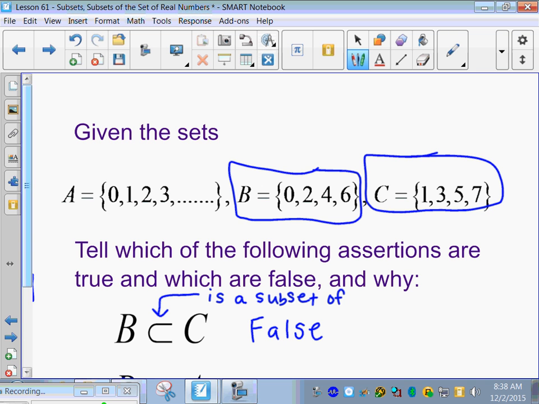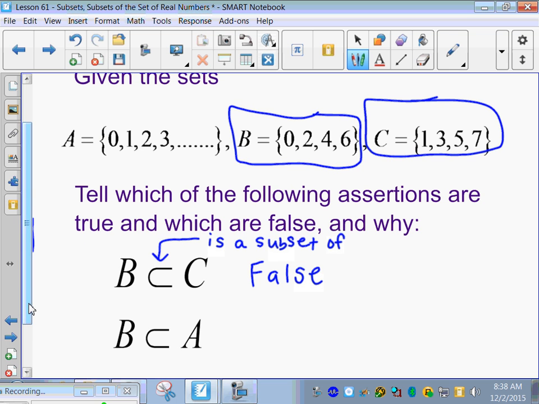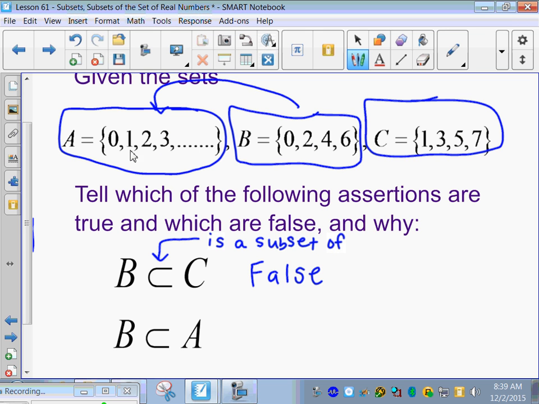All right, so the next thing says B is a subset of A. So again, you have to know what this says. B is a subset of A. Does B fit into A? It does, you guys. This has dot, dot, dot, right? We've got the 0 in this set, the 2 in the set. This keeps going, 4, 5, 6. We've got the 4, we've got the 6. So all the elements of B are inside of A. So this is true.